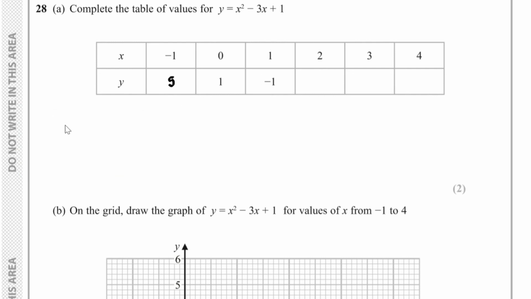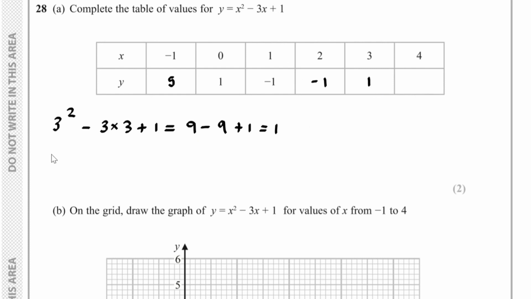Let's see what happens when x is 2. We have 2 squared, subtract 3 times 2 plus 1. So I've got 4 minus 6 plus 1, which is minus 1. So we've got minus 1 here. Let's see what happens when x is 3. I've got 3 squared, subtract 3 times 3 plus 1. So I've got 9 minus 9 plus 1, which is 1.